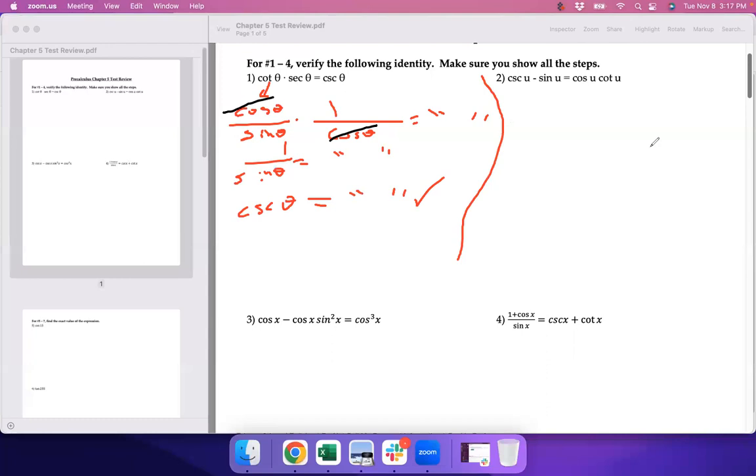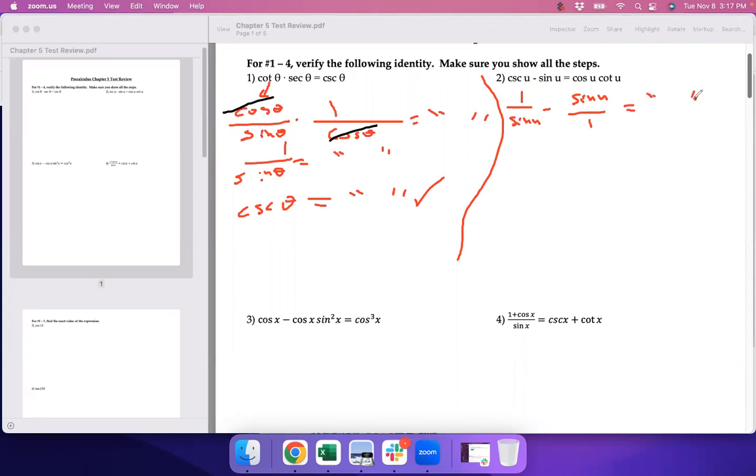Okay, let's keep on moving. So if we look at number 2, here you have another identity. Probably not quite clear what side's the best side to work on, but I'm going to work on the left side just because there's a minus operation. So I know that's going to be 1 over sine u, and I'm going to write this minus sine u over 1.